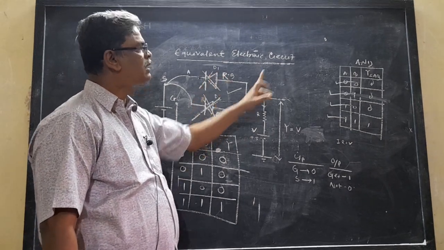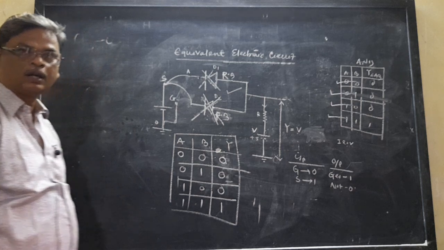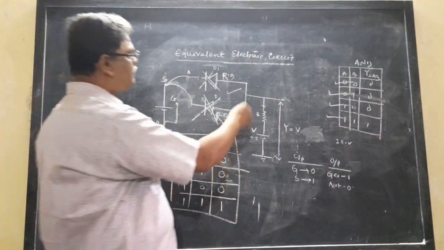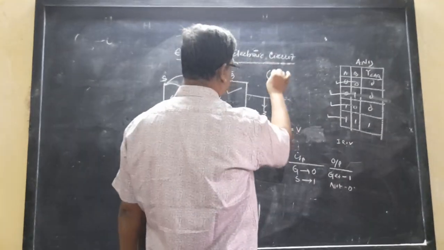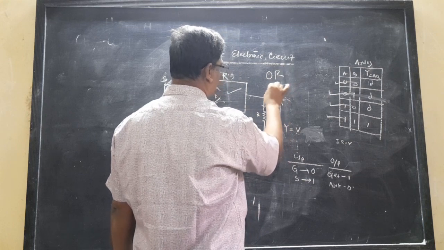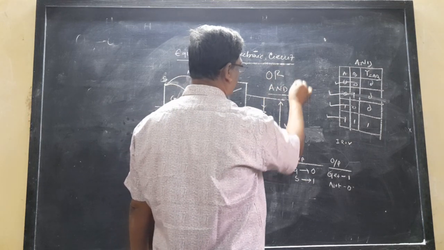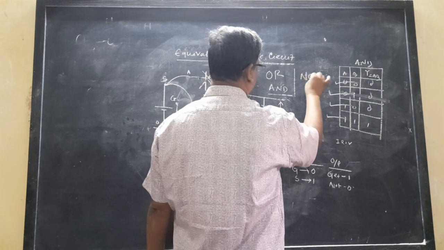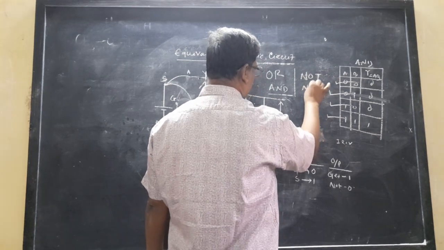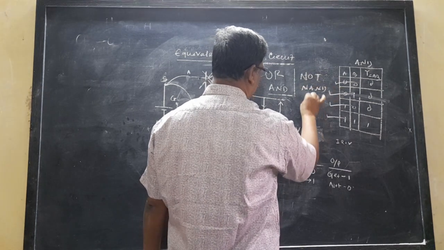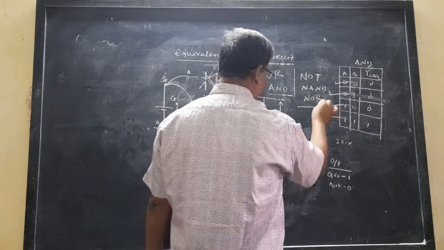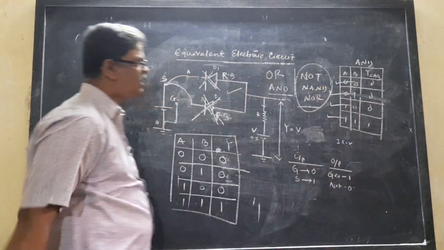So this is the equivalent electronic circuit of AND gate. Next, in the next class we will see the OR gate and the AND gate. The next class we will have another gate, that is the NOT gate and the NOR gate. Clear? Then the other three remaining gates, the rest.